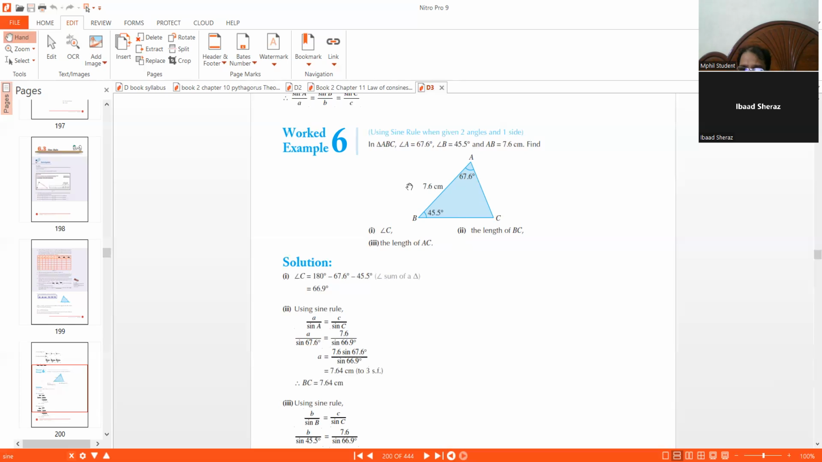Oh, C is the only one. Yeah, so that's why we calculated C. Side C is available, side A is not available, and side B is not available. So we have to calculate both these sides. We will use the sine rule to find the sides.